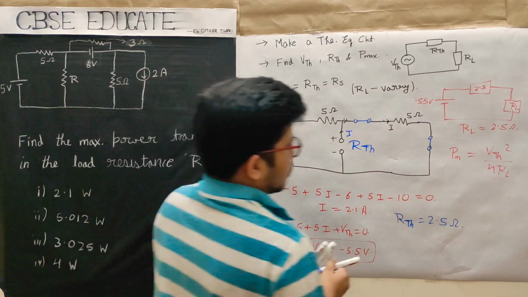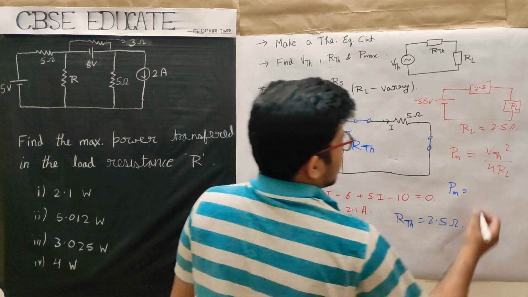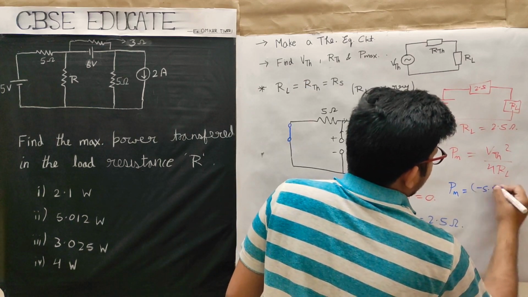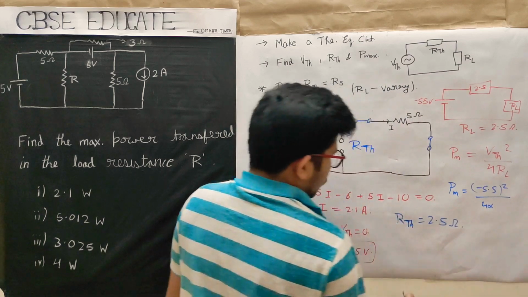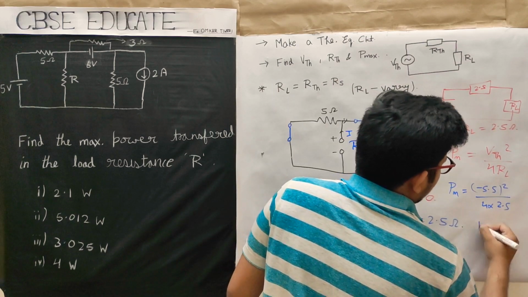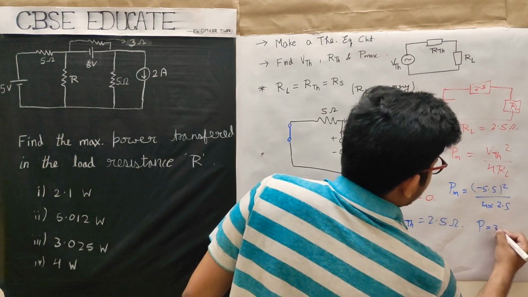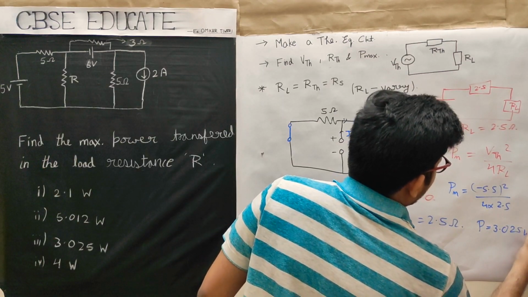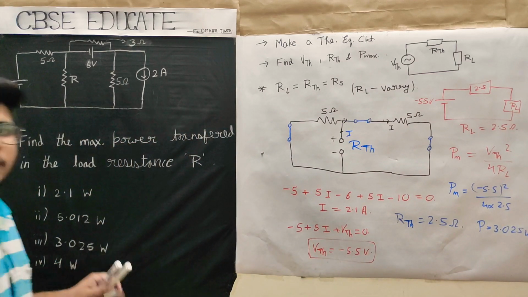Okay, so now this becomes Pmax equals, keeping the values, (-5.5)² divided by 4 into RL. RL is what? 2.5. So we'll get Pmax equals 3.025 watt. Okay, so option C was correct in this.